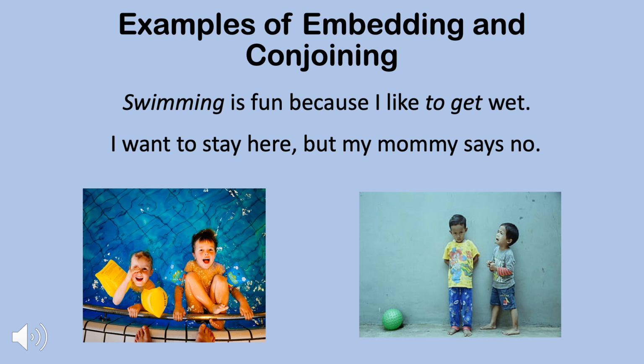An embedded and conjoined example would be: swimming is fun because I like to get wet, and I want to stay here, but my mommy says no.